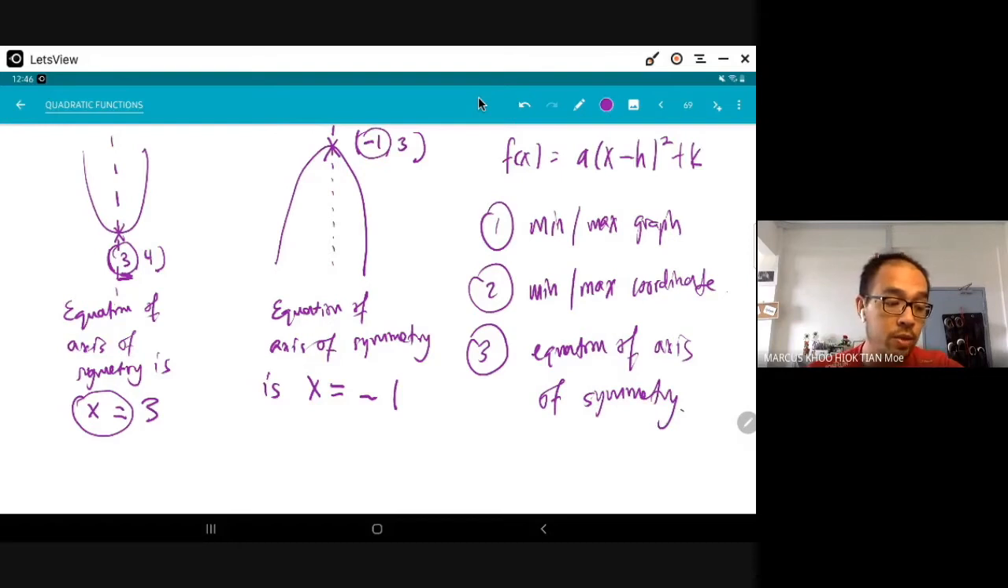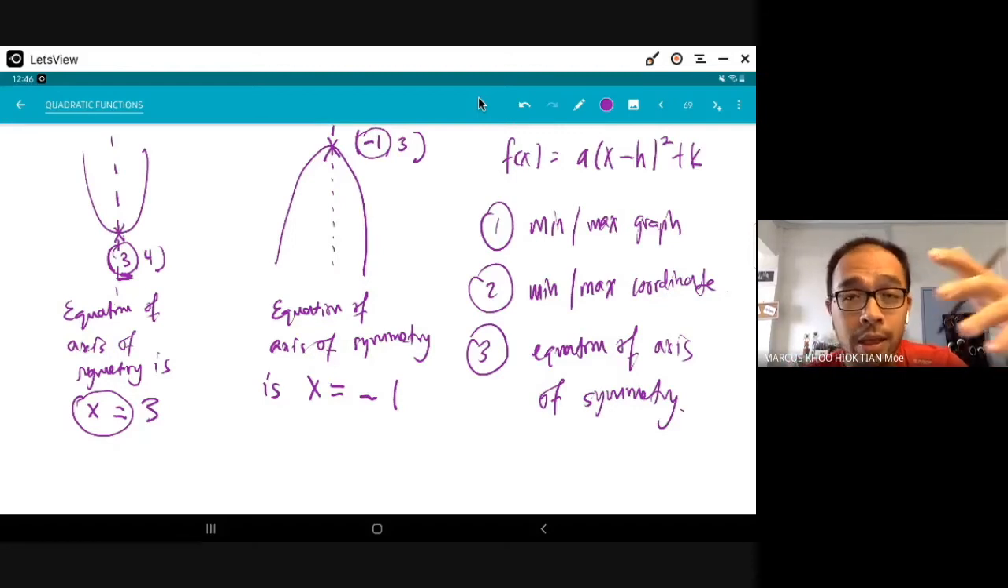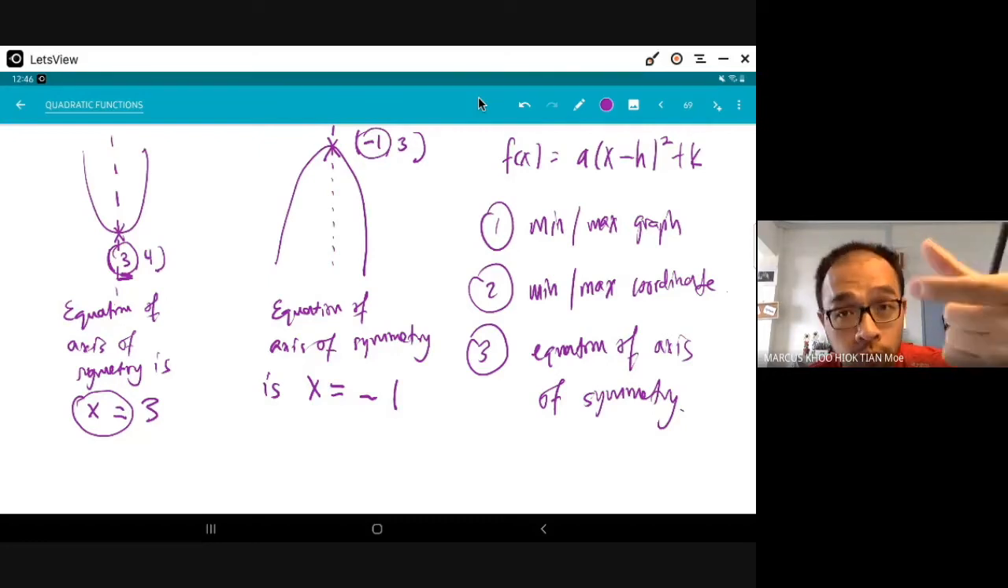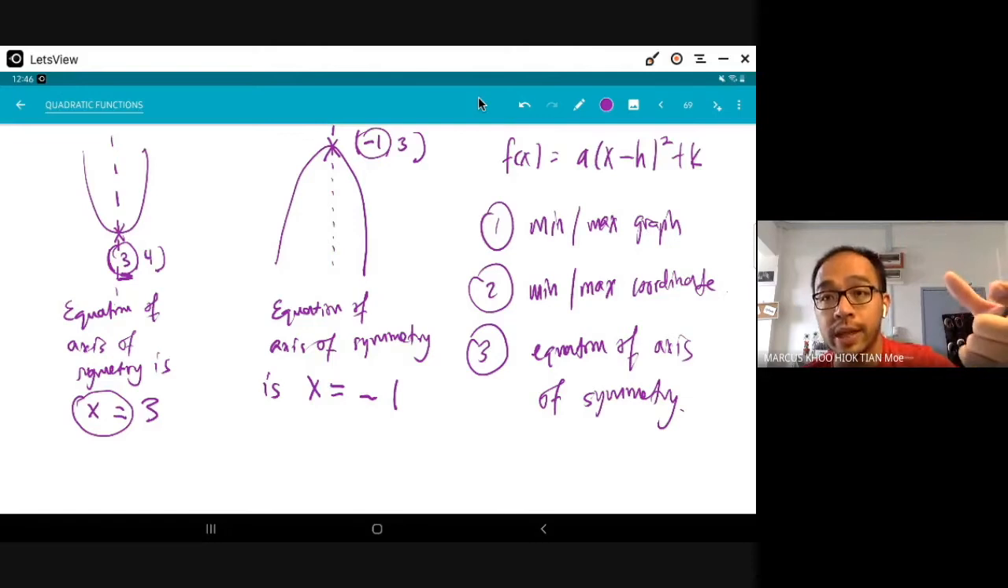Okay, which is x equals to blah blah blah, depending on what the point is. So that's why vertex form is very, very important. It tells us a lot of information that you cannot get from general form. General form doesn't really give you much information. That's why we have to learn to convert general form to vertex form. So vertex form is very important.